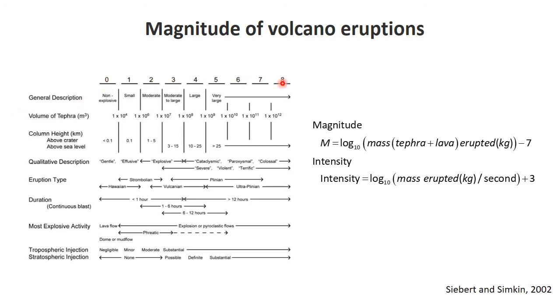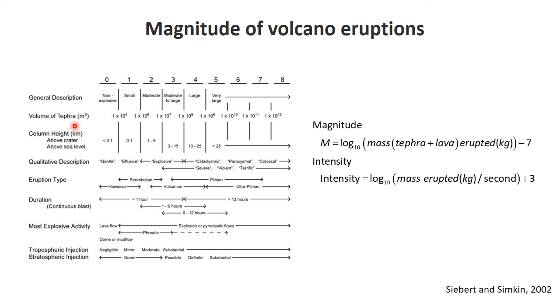So we create a scale for that from non-explosive to, say, very large. That scale is also based on other things such as the volume of tephra. You see that you get an essentially exponential increase in the volume of tephra, column heights, as well as other qualitative descriptions, or the eruption type. For example, Plinian eruptions are eruptions that have a narrow stream of gas and ash violently ejected from a vent to a height that could be potentially several miles.